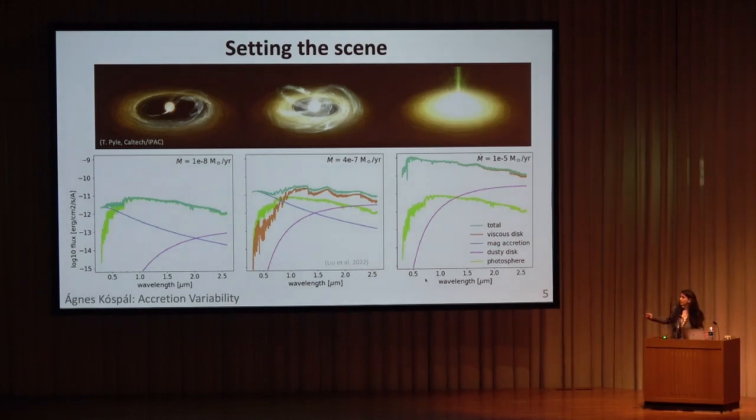To set the scene, let's consider this series of figures. On the left, I'm showing an object undergoing magnetospheric accretion at a quite modest rate. If you look at the spectral energy distribution of such an object from the UV to the near infrared, so let's say from 0.3 to 2.5 micron, you will see that the SED is dominated mostly by the stellar photosphere, and only at the shortest wavelengths do you have some contribution from the accretion hotspot and the hottest part of the accretion column.